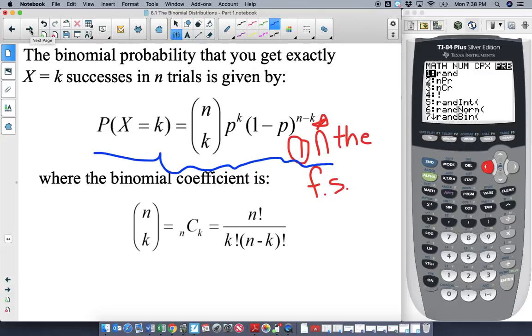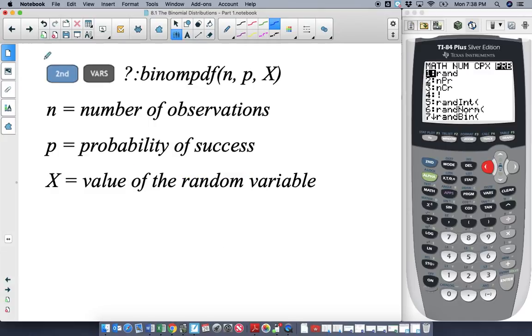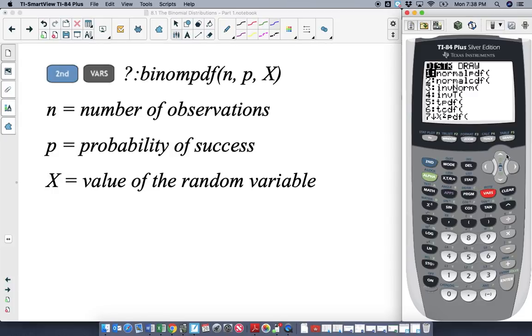Okay, so in your calculator, to calculate that binomial probability, you can go into your second vars. I can't tell you which letter or number it is because it depends on your calculator. In mine, my binomial PDF is A, but in my TI-83 calculator, it's 0. So you find it in yours. Binomial PDF, N, P, X, where N is the number of observations, P is the probability of success, and X is the value that you want for your random variable.